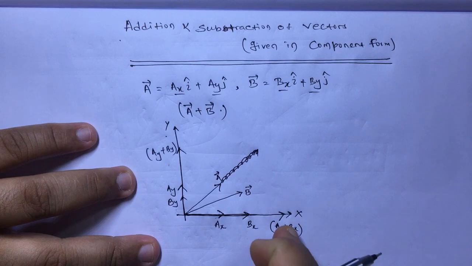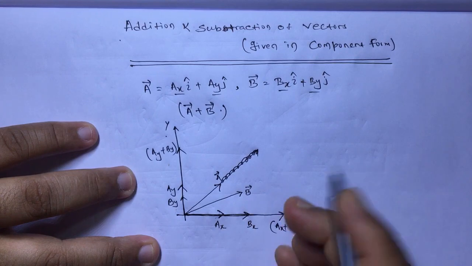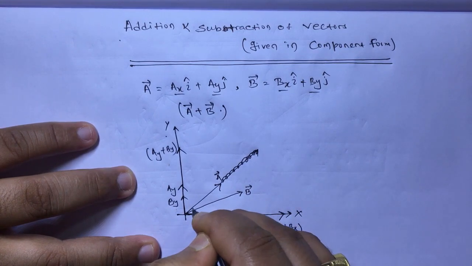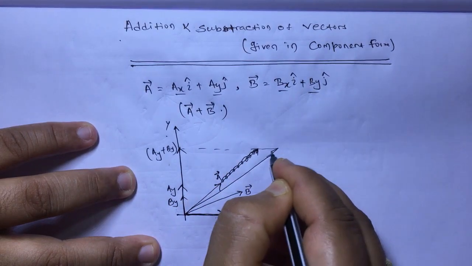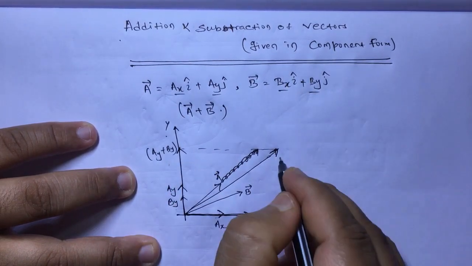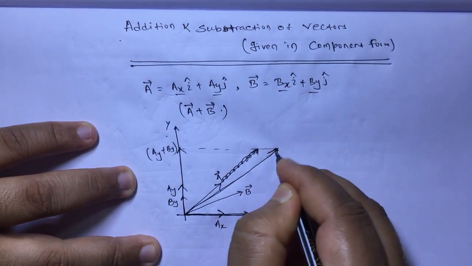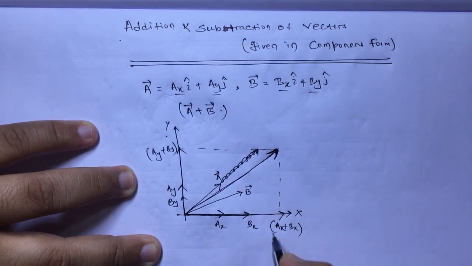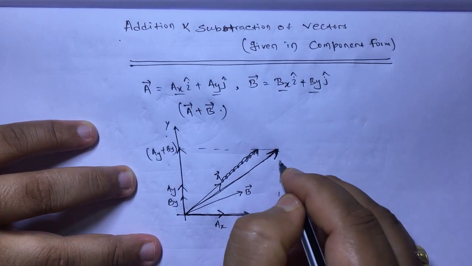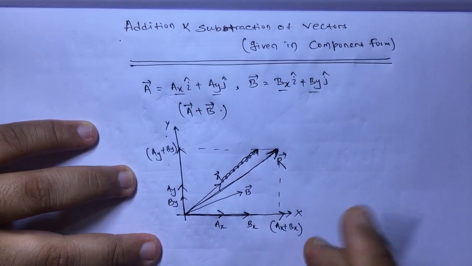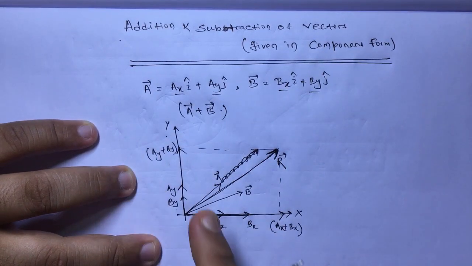Now if this is ax plus bx and this is ay plus by, you can get another vector, which has a component of ay plus by along this direction and ax plus bx along this direction. This is a vector which has a component of ax plus bx along this direction and ay plus by along this direction, and this is nothing but your r vector. Because how did you get this r vector? By adding the components of the vectors.